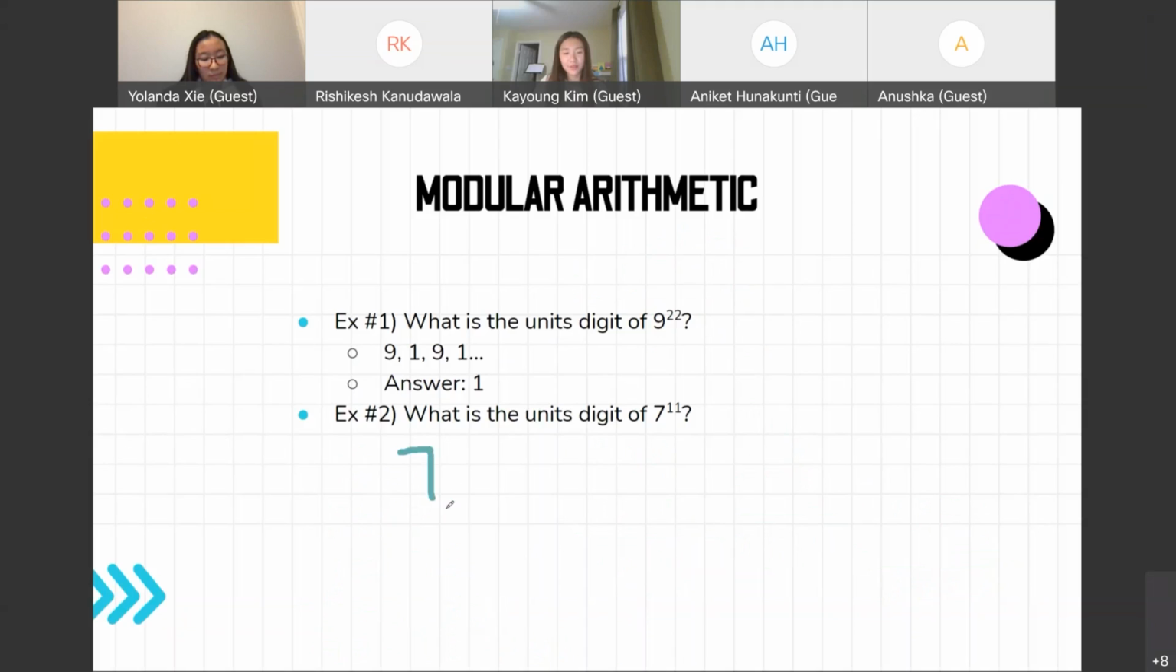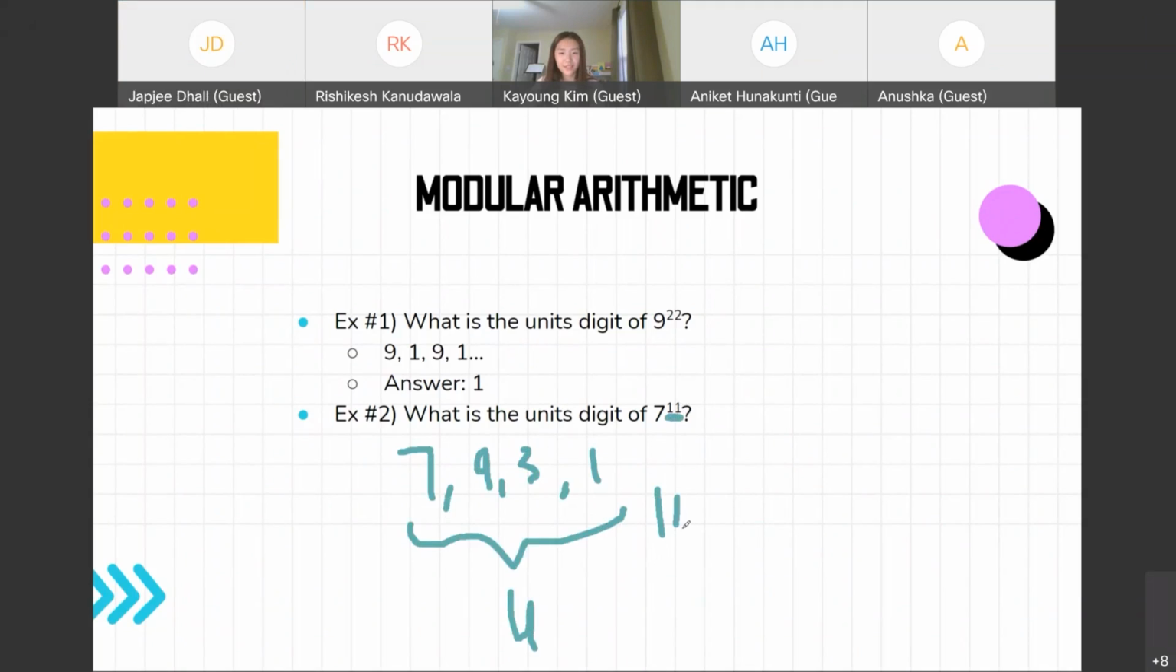So our pattern was, what was it? Like 7, 9, 3, 1, right? Well now 7 to the 11th power, right? So what should I do? Hint, there's 4 things in this pattern. Mod 4. Close, but not 11 mod 11. I mean 11 mod 4. Ooh, yes, that's right. Well, what's 11 mod 4? 3. Yeah, it's 3.